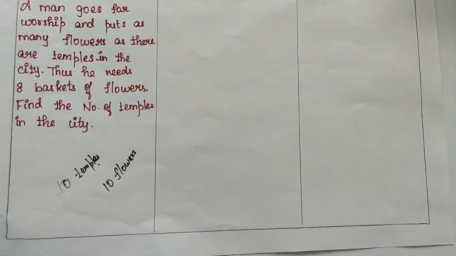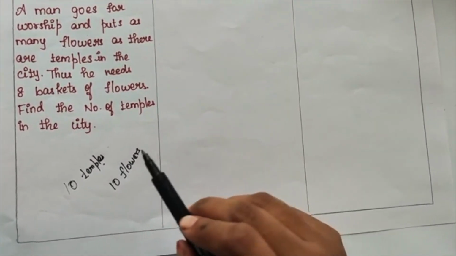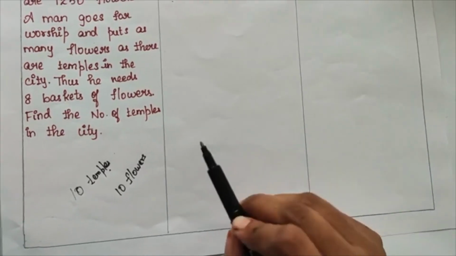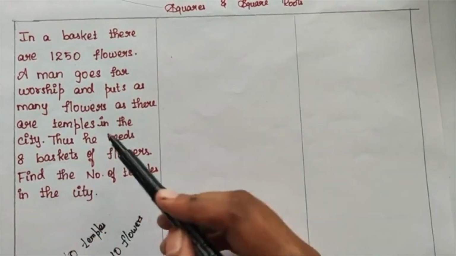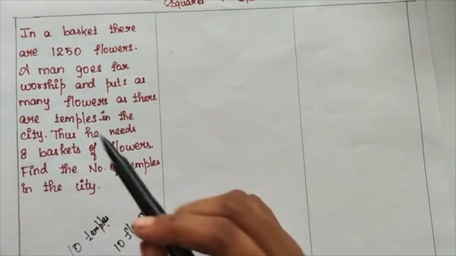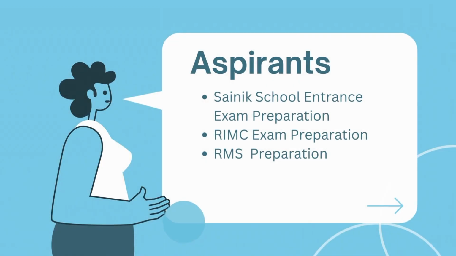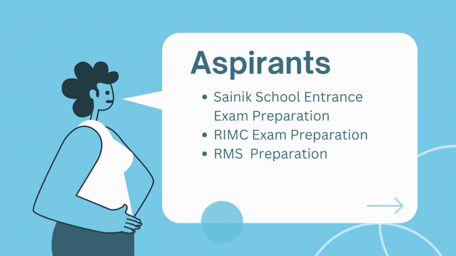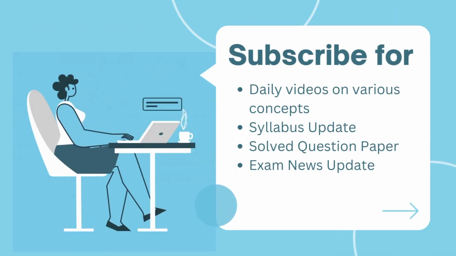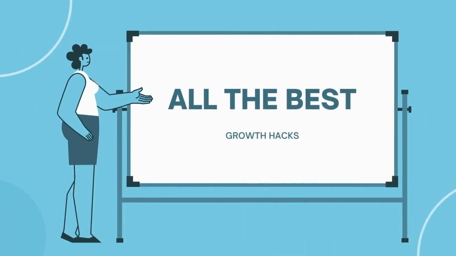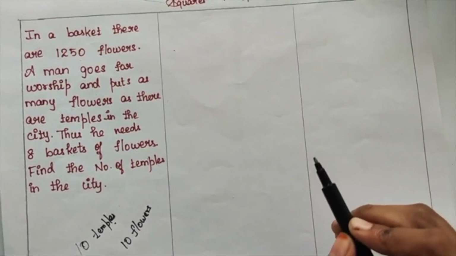If there are 100 temples, in each temple he is putting 100 flowers. If there are 45 temples, in each temple he is putting 45 flowers. So thus he needed 8 baskets of flowers. From this we can understand that the number of temples and the number of flowers in each temple are equal. So shall I write like this?